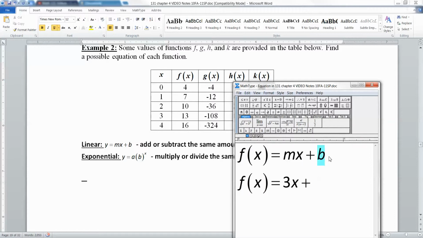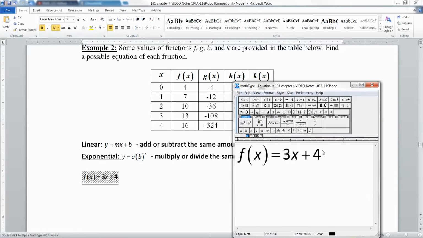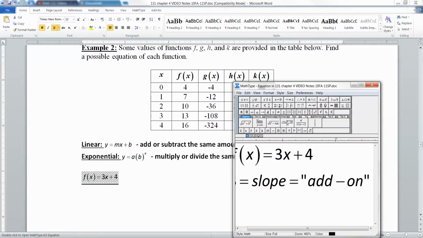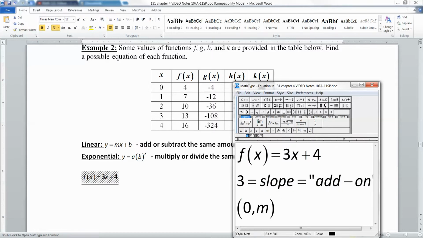And then b in a linear equation is your y-intercept. So our y-intercept is 4, because 0 goes to 4. So there we go. f of x is 3x plus 4. Let me just say 3 equals the slope, which equals the add-on, and then 4 is the y-intercept. Well, I should say (0, 4) is the y-intercept. Okay?